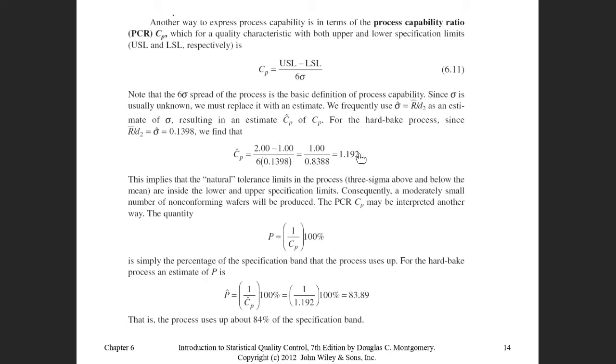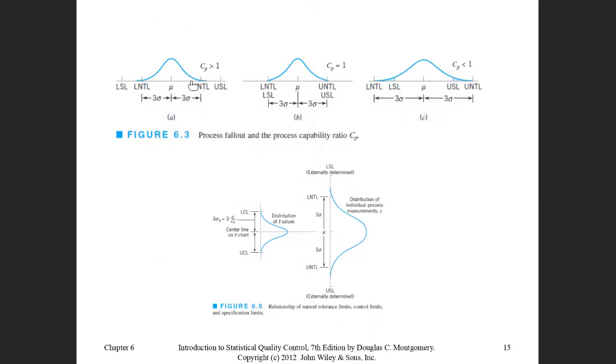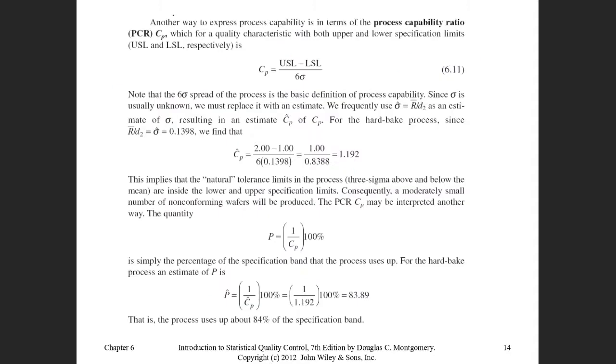So what you can interpret about this value, 1.19, is that the process is capable. As long as the CP is equal to or greater than 1, the process is capable. If it is greater than 1, that means it is capable, and the natural tolerance limit is less than the specification limits. So the natural variation will be less than the specification limits.